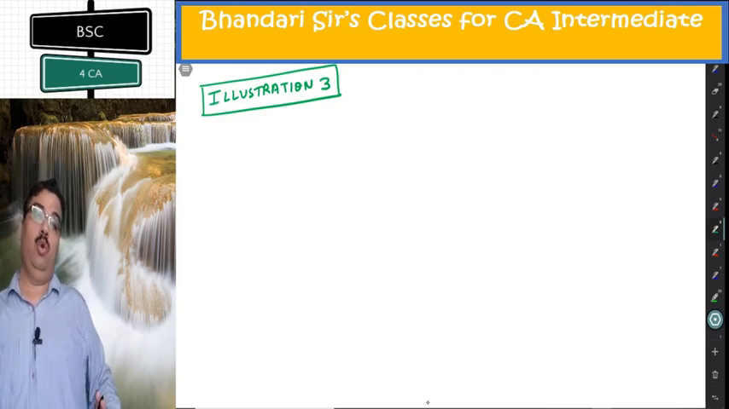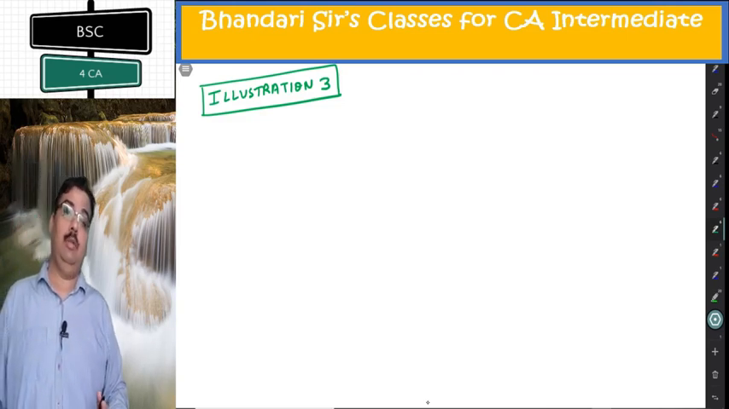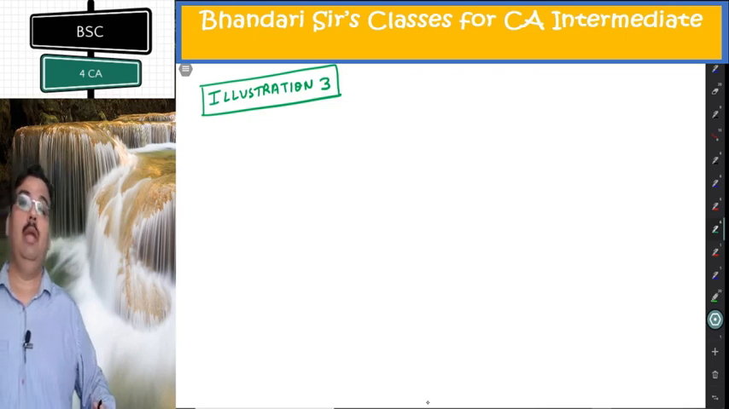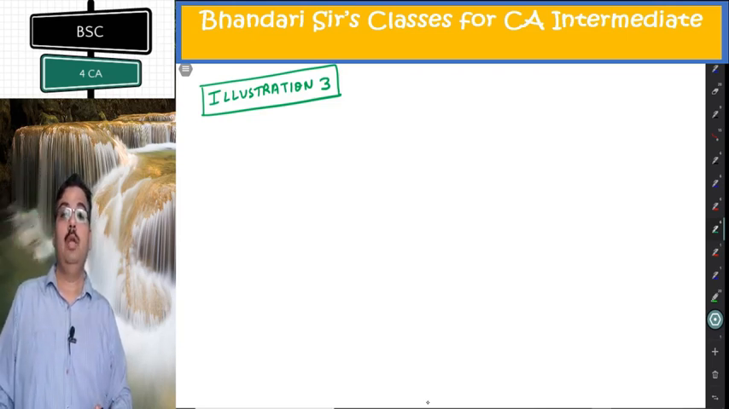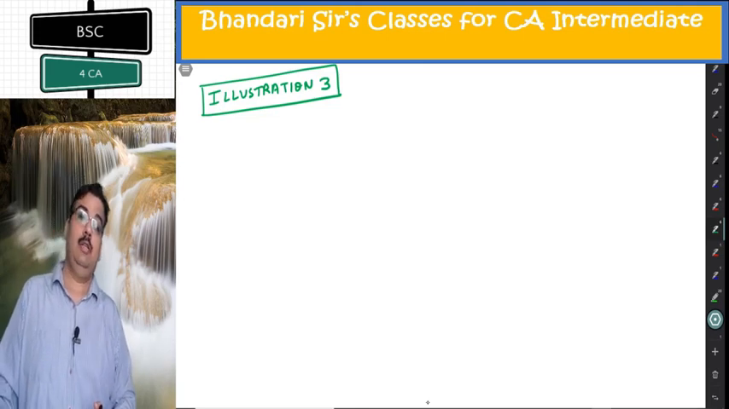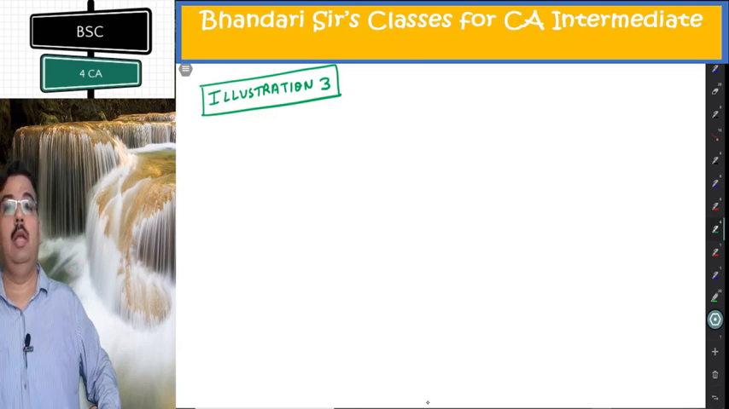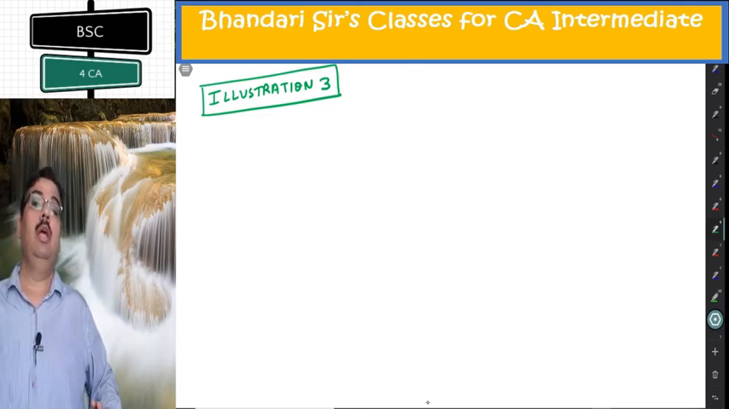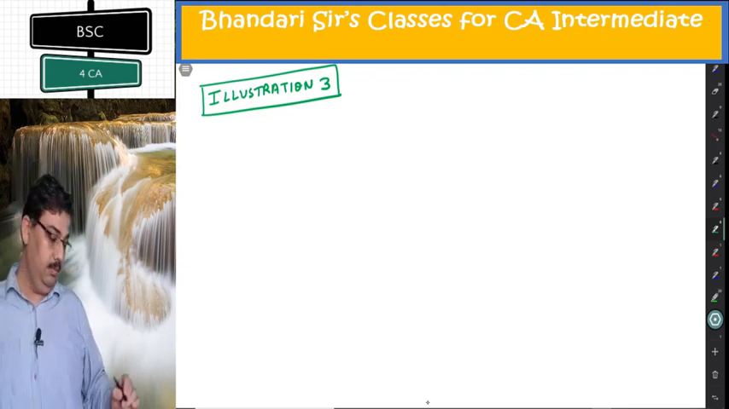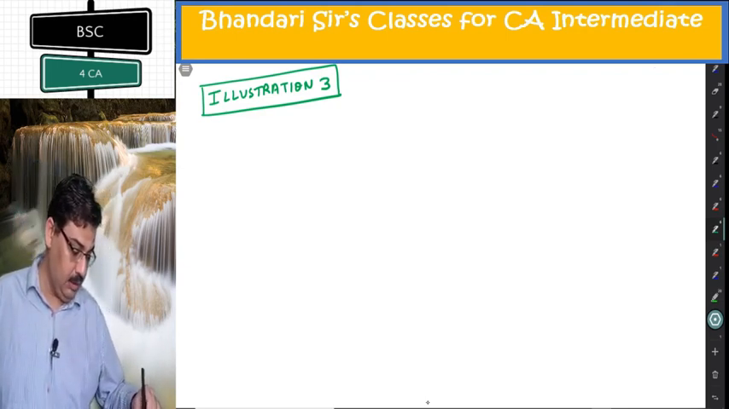Whatever is sold will go to cost of sale, the cost of that, and the balance stock will have a cost on its own. I need to start with process 1, considering its normal loss or abnormal gain, whatever is applicable. Then process 2, and only then the finished goods stock will come. So let's make it in a sequential manner. I'll first make the process 1 account.